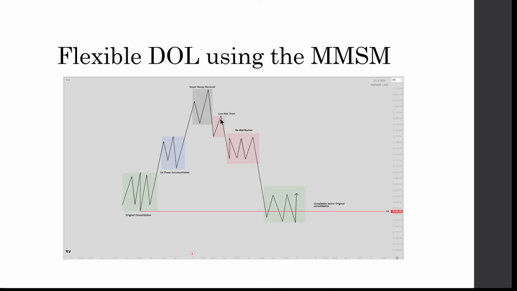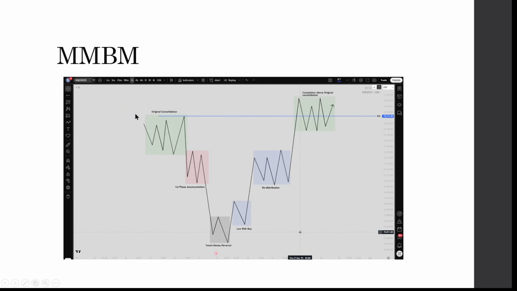The same thing when we get the low risk short and then we get a redistribution, price expands, price might consolidate again, expand, consolidate, expand before eventually reaching the original consolidation. What I'm just giving you over here is simply a textbook example, but know that it doesn't have to look exactly like this. All right, and here we have a market maker buy model. We just flip it the other way, turn it upside down, and you have your market maker buy model. You have your original consolidation, your first phase accumulation of shorts, your smart money reversal, your low risk buy, your redistribution, and eventually your original consolidation. And the whole point is once you've spotted your smart money reversal, you want to trade here, you want to trade there, eventually reaching into the original consolidation, right?